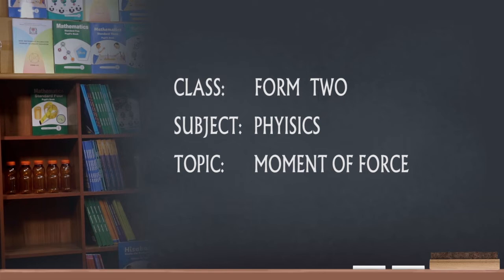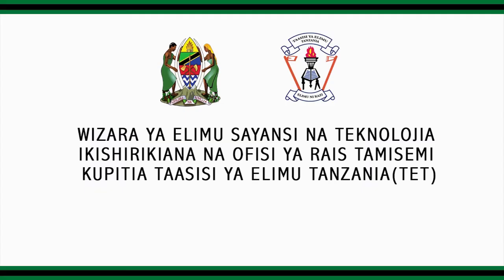Examples of turning effect of force include: 1. When a person applies force to a spanner to rotate a nut. 2. When a person removes a bottle's cork by pushing down the bottle opener's lever. 3. When force is applied to a doorknob and the door swings open about its hinge. And 4. When a driver turns a steering wheel by applying force on its rim.